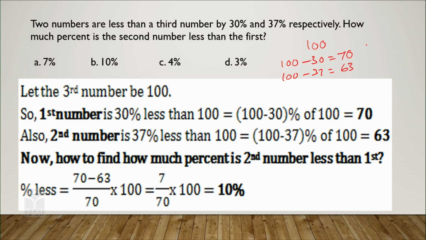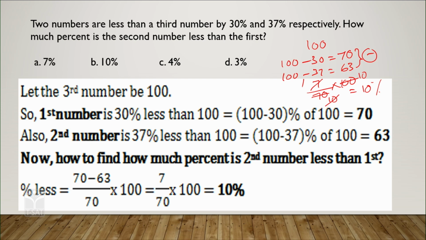Then what you have to do? Take the difference of the first number and second number. The first number is 70, second number is 63. The difference is 70 minus 63, that is 7. Then you have to find how much percentage the second number is less than the first. Means with respect to the first you are calculating. So the first number is 70, and 7 is the difference between the first and second numbers. So you have to multiply 7 by 70 with 100. As you know, 7 ones are 7, 7 tens are 10, it is 10%.